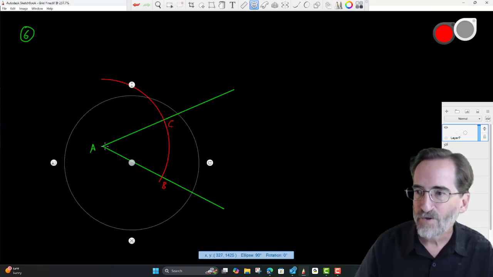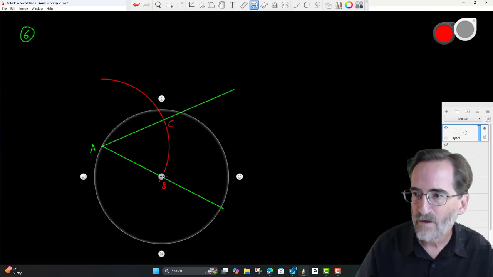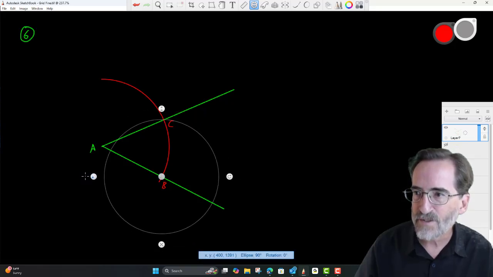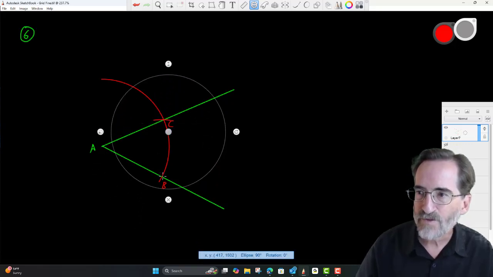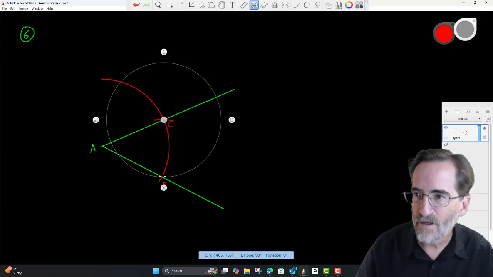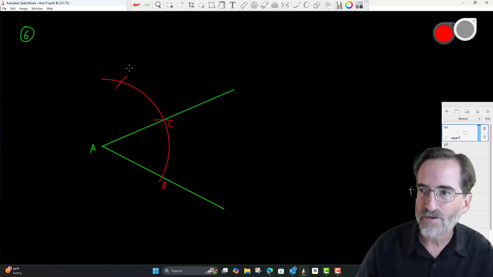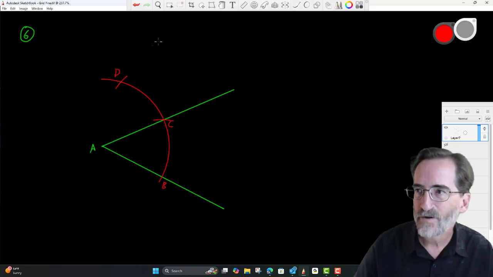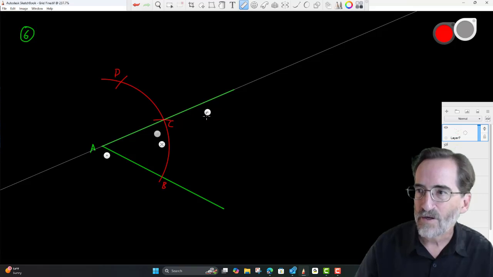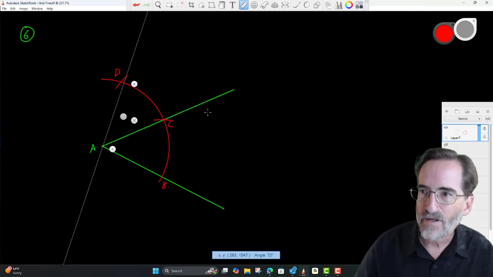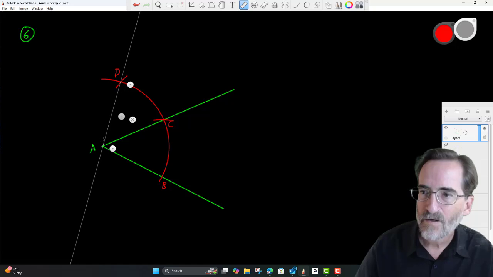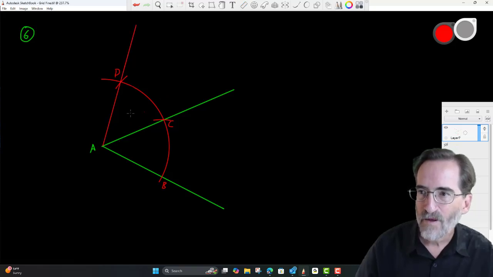Now, put your compass on B. Put your pencil on C. Measure the gap. Put your compass point on C and copy that gap outside the angle. Label the new intersection point D. And then draw ray AD. And we have constructed a new angle outside angle A, CAB. Okay? That is the same size.